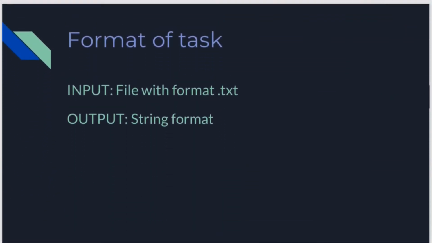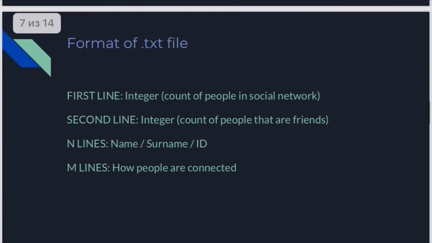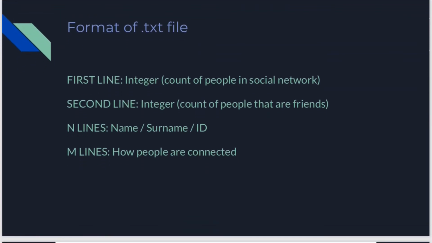So the format of the task: the input is a txt file, and the output should be in string format. The format of the txt file: the first line should be an integer, the count of people in the social network. The second line should be an integer, the count of people that are friends. Next should be n lines with name, surname, and ID. And m lines should show how people are connected by their ID.